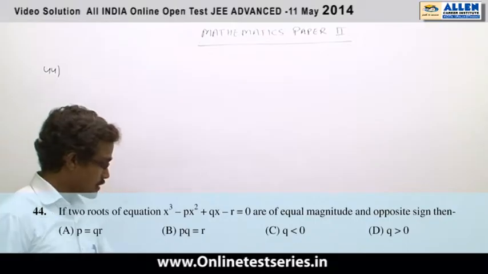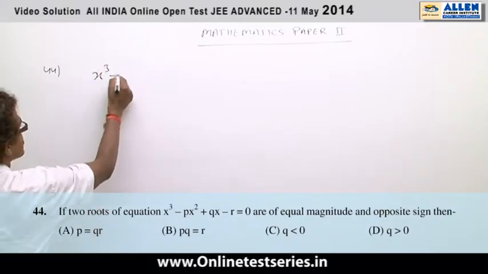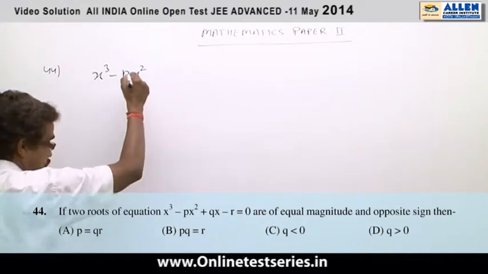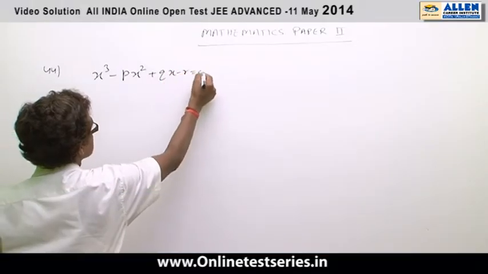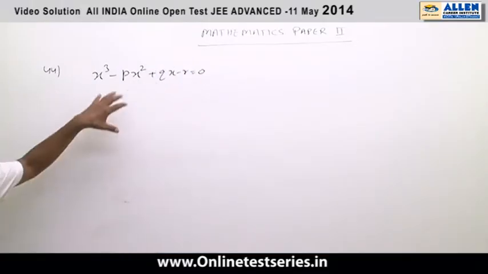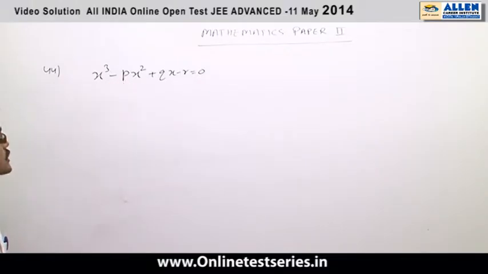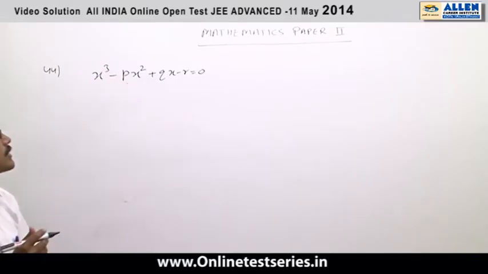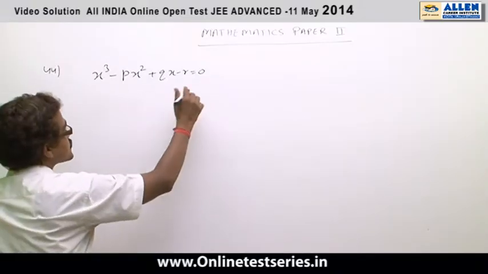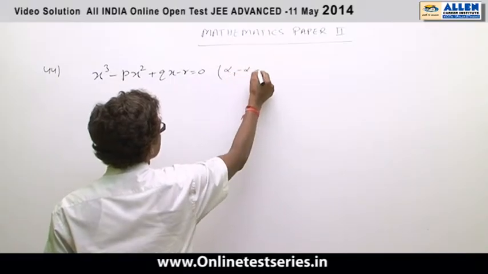Now that's question number 44, in which there is a cubic equation x cube minus p x square plus q x minus r equals 0, and there is information given in the question for roots of this equation, and the information is that there are two roots which are equal in absolute value and equal in magnitude but opposite in sign. So let's assume according to the given information the roots are alpha, minus alpha and beta.